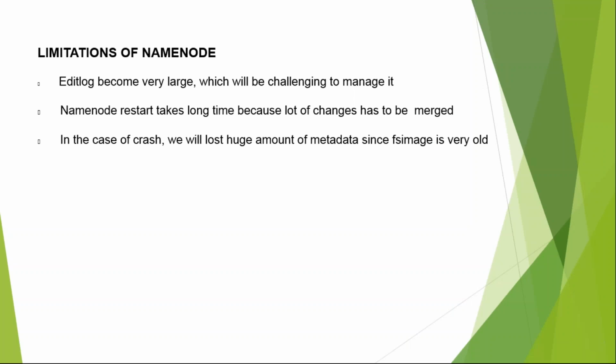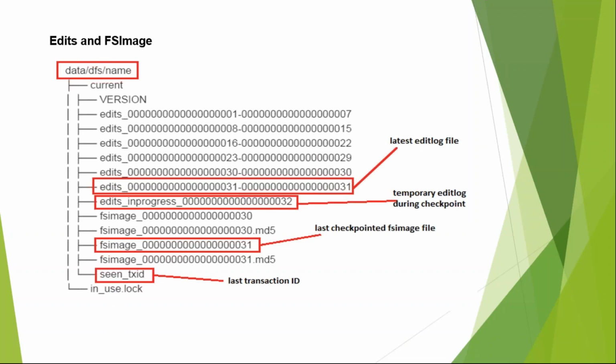So let's move to how to solve the limitations. Okay, so we were talking about the edit log, right? The edit log will be created like this. The edit log is also a file. Each edit log will have a set of transactions. Transactions 1 to 7 is one edit log, 8 to 15 is another edit log. So there are some edit logs like this. Edit in progress means the current edits are going on, and this is the FS image.